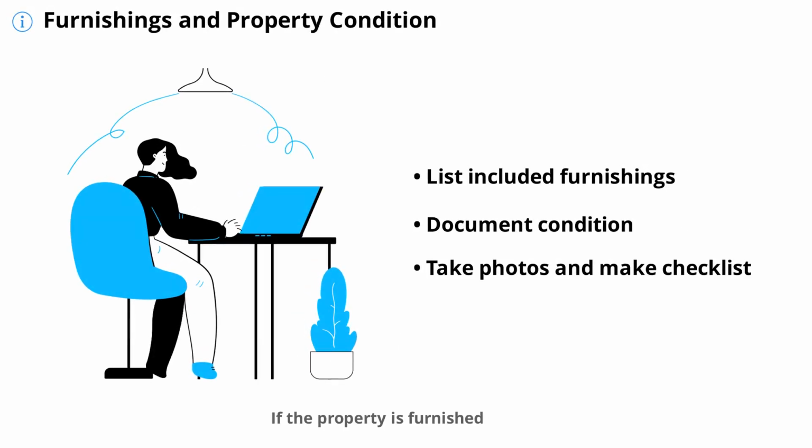If the property is furnished, the sublease agreement should specify which items are included and their condition. Both parties should document the state of the furniture and appliances before the subtenant moves in. Taking photos and making a checklist can help avoid disputes when the sublease ends and the property is returned.